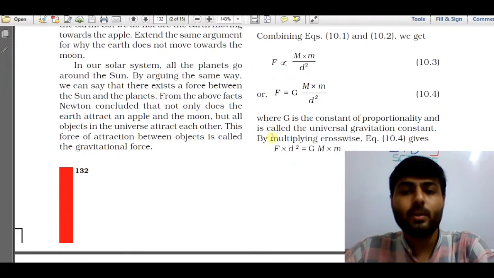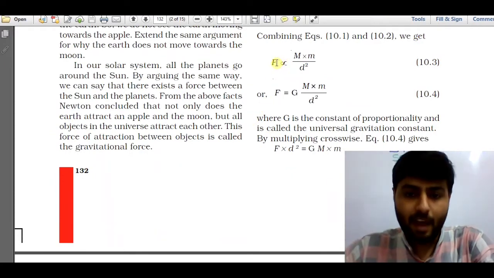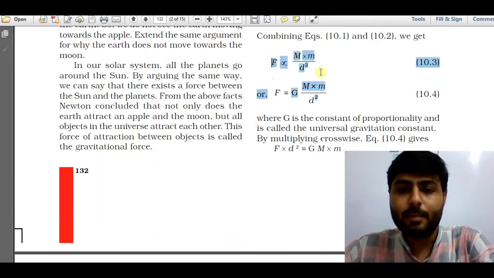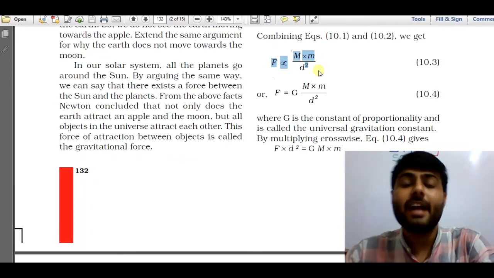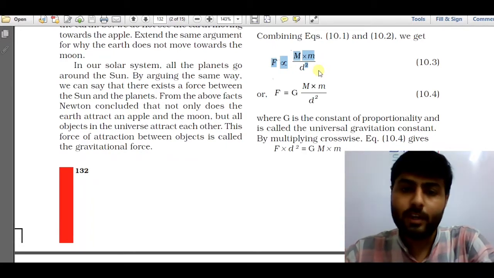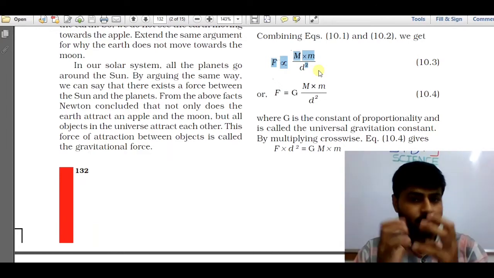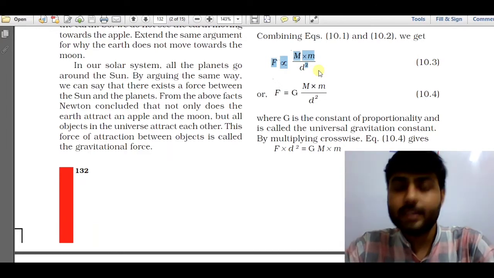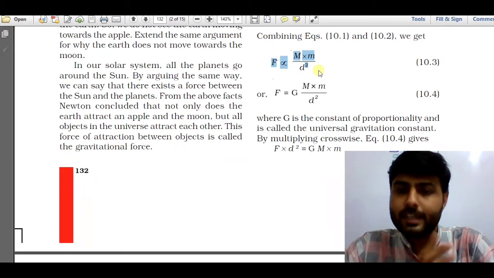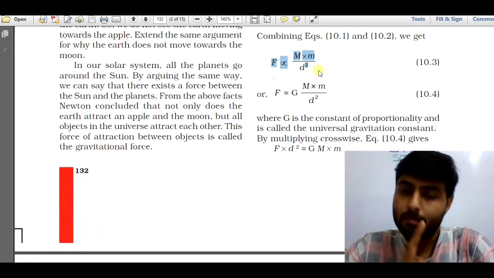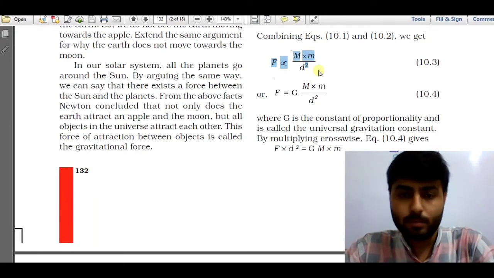Let's combine these two equations. We have F is directly proportional to M multiplied by m divided by d square. What we do here is combine these two equations, that is equation number 1 and equation number 2. F is directly proportional to the product of masses, and the product is the multiplication of the masses of both objects.